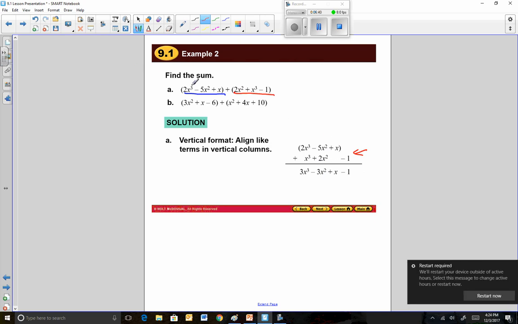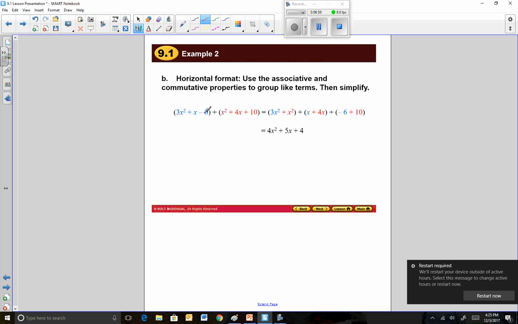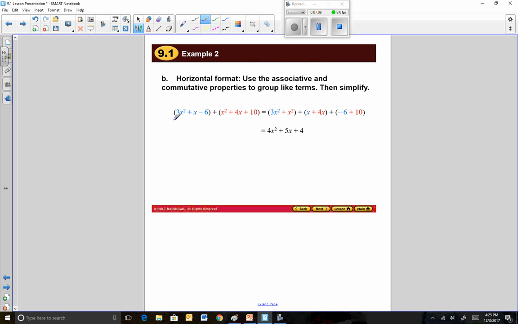And then they took the 2x to the third and 2x to the second, I'm sorry, plus x to the third. The ones that have the degree of 3, we put those in a line, and notice that that becomes 3x to the third. Now, what I personally prefer is the horizontal alignment. This is when you simply take the numbers and add this way. We look for 2 terms that are alike. So in the first grouping, we have 3x squared. The second grouping, we have x squared. So we put those together, and we get 4x squared.